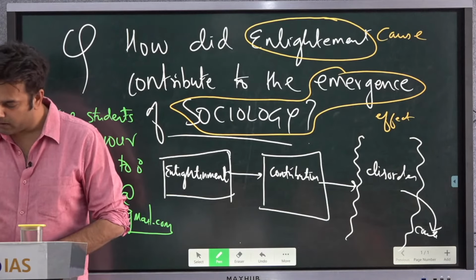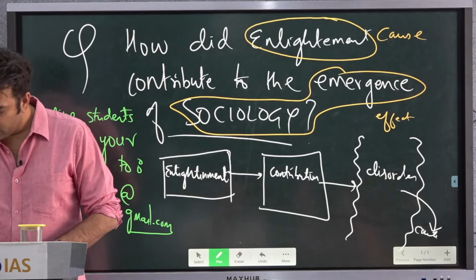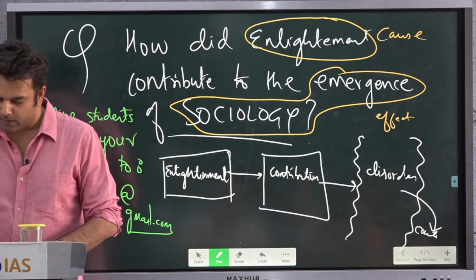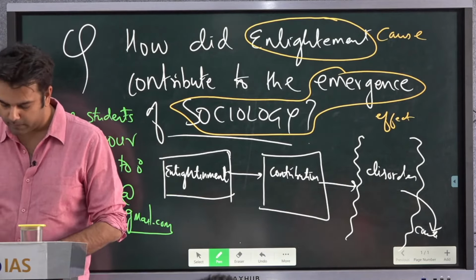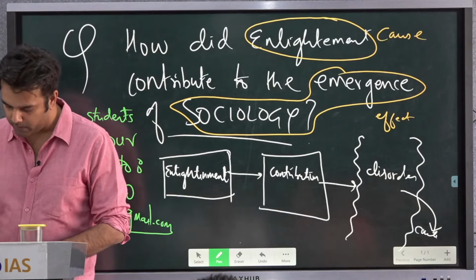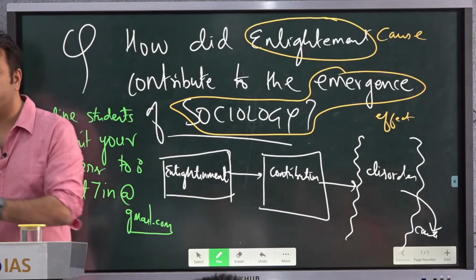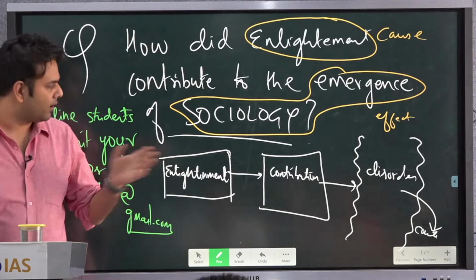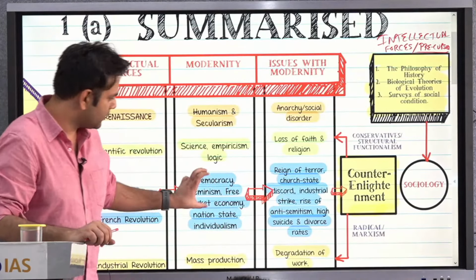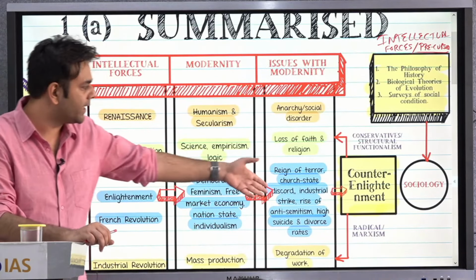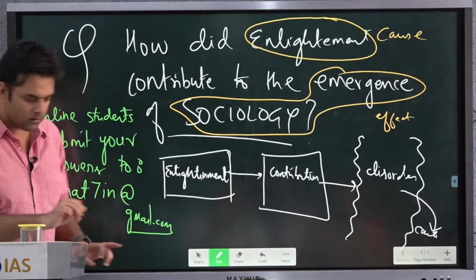Movement questioning. Age of. Sentence is not complete. Middle age, intellectual force, modernity, counter-enlightenment, fine. Contribution: political, economic. No need to write about each scholar. Just simply write the main contribution. Okay, like this. Okay, no need to write their names. You can skip it.